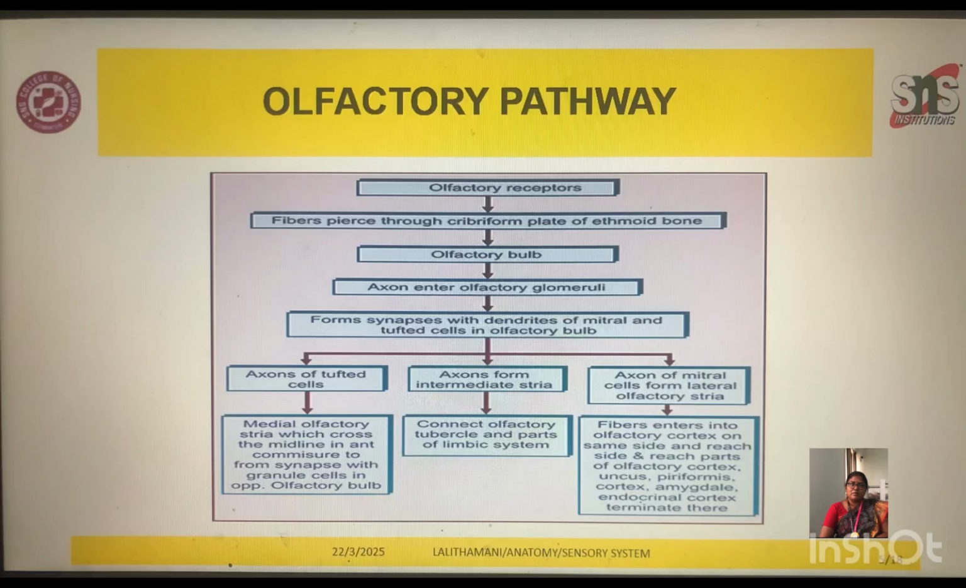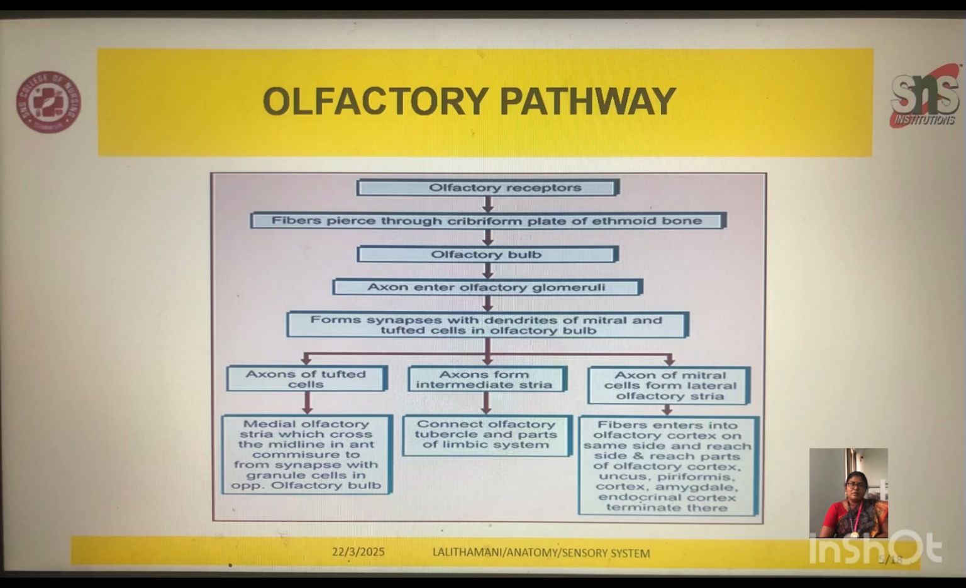The sensory pathway, when it comes to the olfactory sense, olfactory is the smell, the sense of smell. When we talk about the olfactory pathway, we have already seen that there are olfactory cells, olfactory nerve, olfactory bulb, olfactory tract, olfactory stria, cortex, and output destination present in that olfactory pathway.